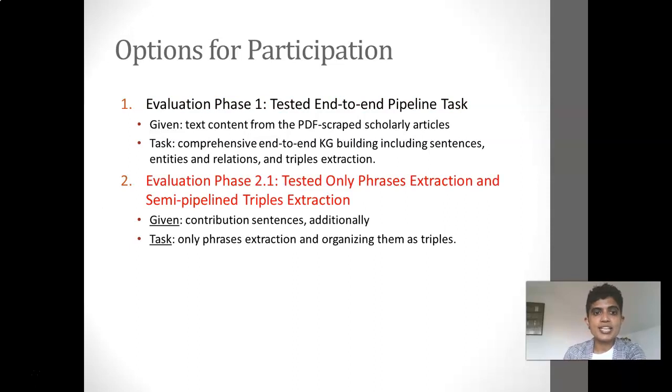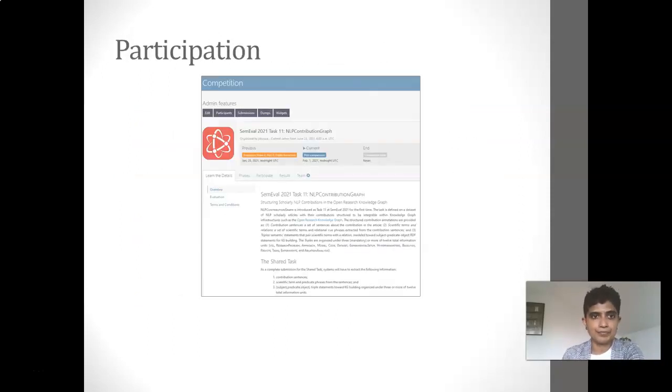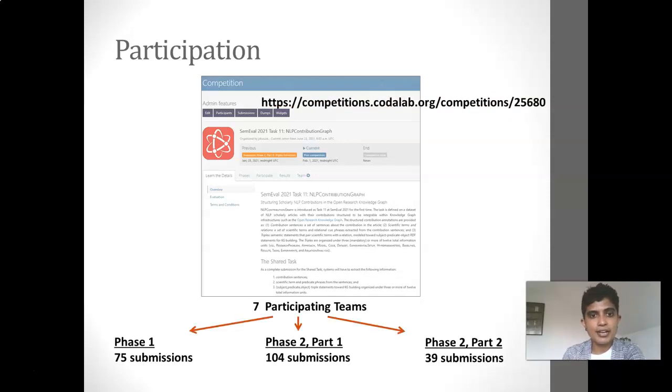In phase 2, we tested systems only for phrases extraction and semi-pipeline triples extraction, and in the final phase, we tested systems only for triples extraction. So in the final phase, they were given both contribution sentences and phrases as gold data. And they could participate on our competition site on CodaLab. Our competition was hosted on CodaLab, so system submissions could be automatically evaluated therein.